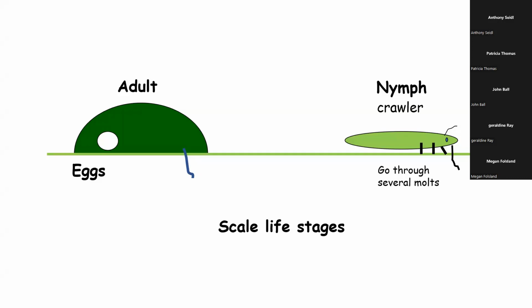Now, the eggs are laid underneath the adult scale, and quite often they hatch underneath their dead mom and emerge out, and then they scurry about and they have a nymphal stage. And we refer to those as crawlers. And this is the mobile stage. They're going to scurry about until they find a place to feed.